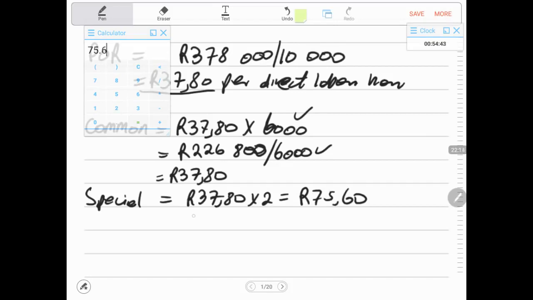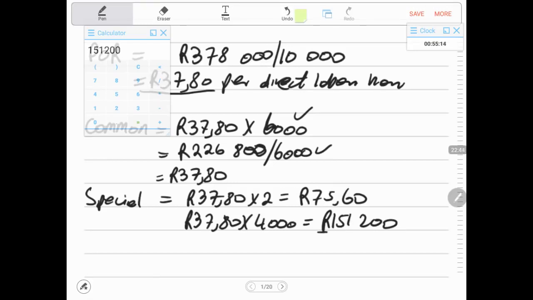Now we can also say 37 rand 80 cents times the total labor hours, which is 4,000 labor hours. If we multiply by 4,000 labor hours, let us check how much we get. 37 rand 80 cents times 4,000 direct labor hours for product special will be 151,200. Remember, this is the total, and I need it per unit.